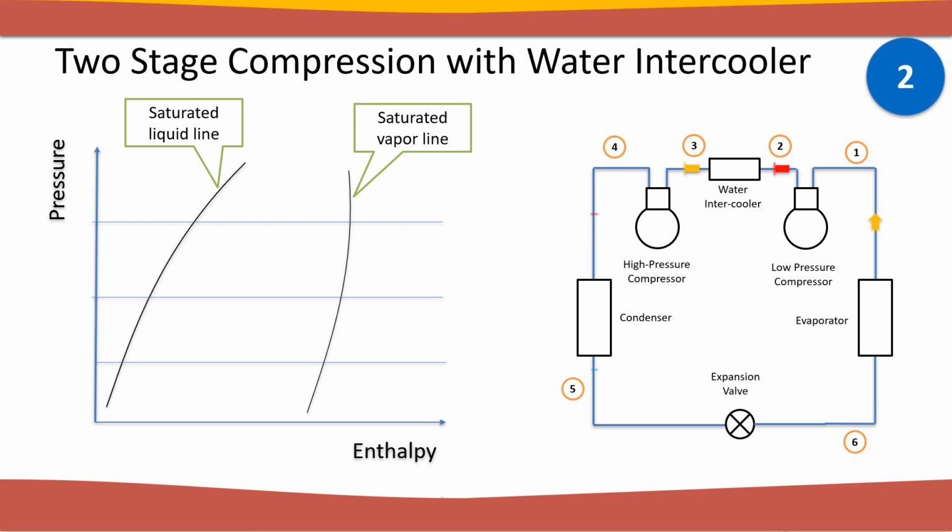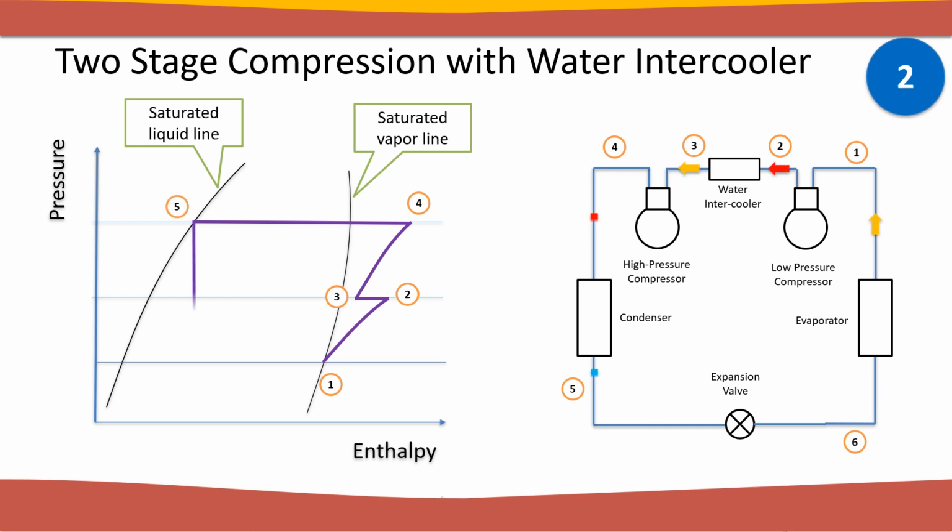In the low-pressure compressor, the refrigerant is compressed from saturated vapor at point 1 to superheated vapor at point 2. Then, the superheated vapor is cooled by the water cooler to point 3. The high-pressure compressor then compresses the cooled vapor at point 3 to point 4. The condensation occurs at constant pressure from point 4 to point 5, at a saturated liquid state.